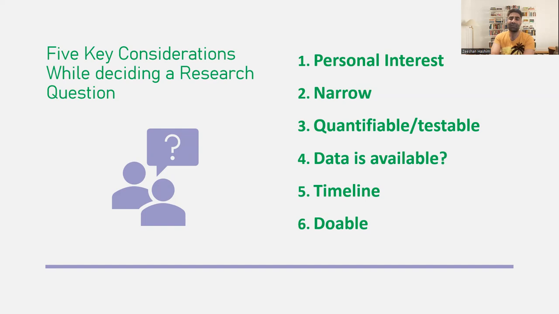And then the third thing is whether your research is quantifiable, whether the data is available, and whether you can test it. You can make a theory or a big idea, but if you can't test it, don't go for it, because then you can't write a good dissertation or do proper research. So the first thing is whether the data is available, what the source of data is, and whether it is primary data or secondary data.